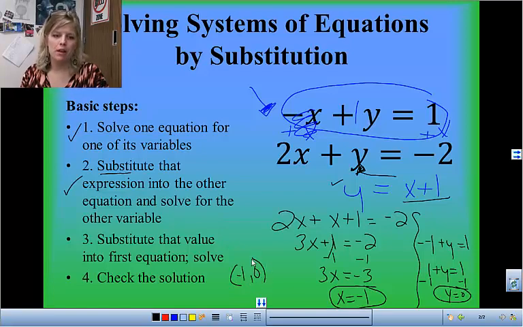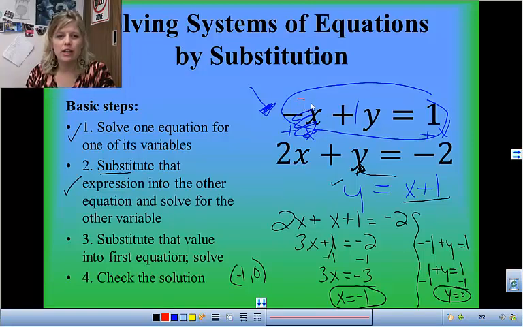Bam. If you wanted to, you could go and check. I am not making you go back to check, but you could. You could say, okay, negative 1, negative 1 plus 0, what does that equal? You bet, because 2 negatives make a positive, so what's 1 plus 0? 1. Yep, that works. What about the bottom one? Would it have worked for that one? What's 2 times negative 1, plus 0? Does that equal negative 2?